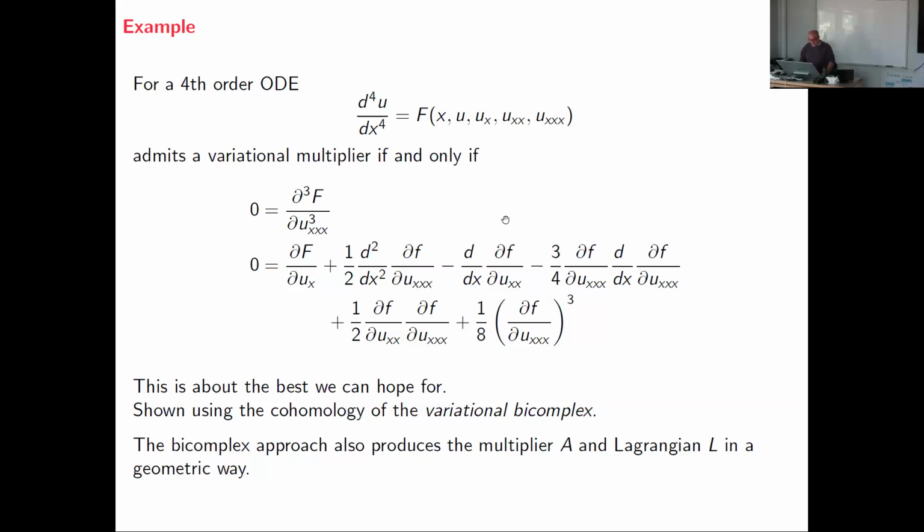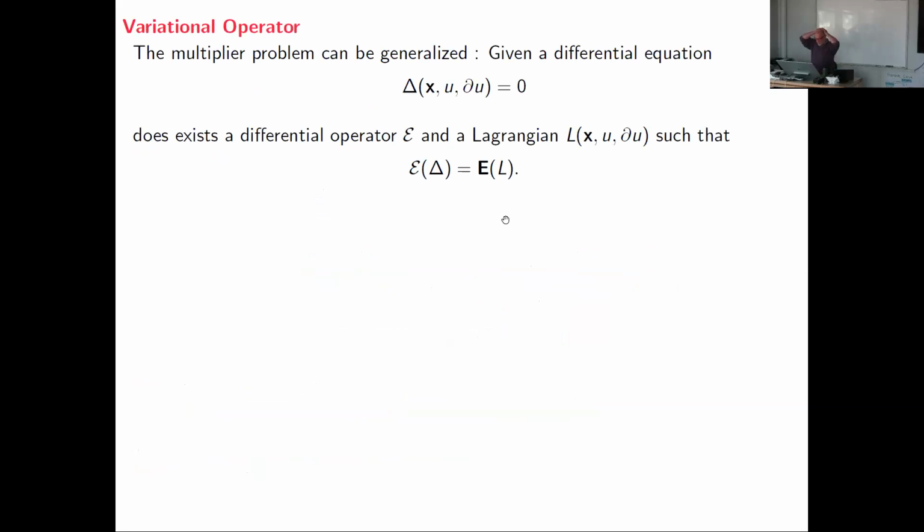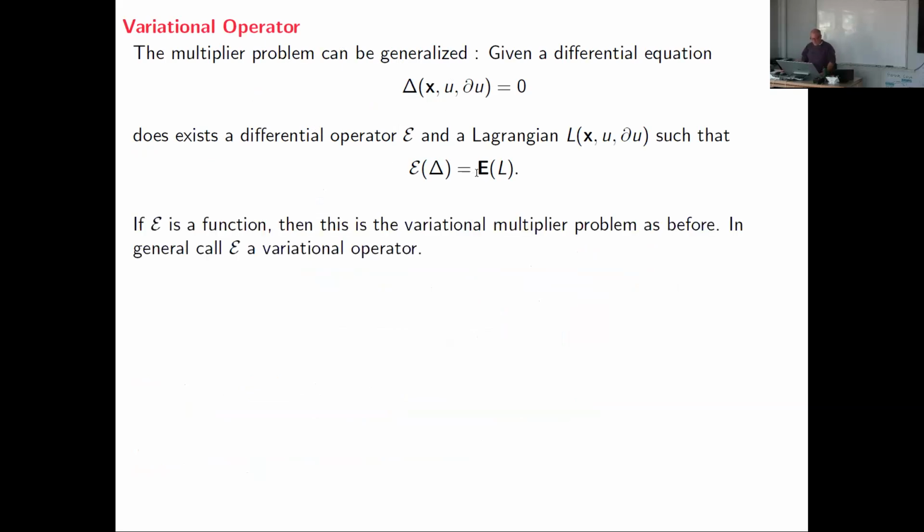Now, as I was looking at the arguments in the variational bicomplex that allowed the solution to that, something starts to show up. And it's a generalization of that question of whether there's a multiplier. So start now with the differential equation, and instead of asking if there's a multiplier, ask if there's a differential operator that when you apply it to your equation, you get an Euler-Lagrange equation or expression. So it's a little bit of a generalization.